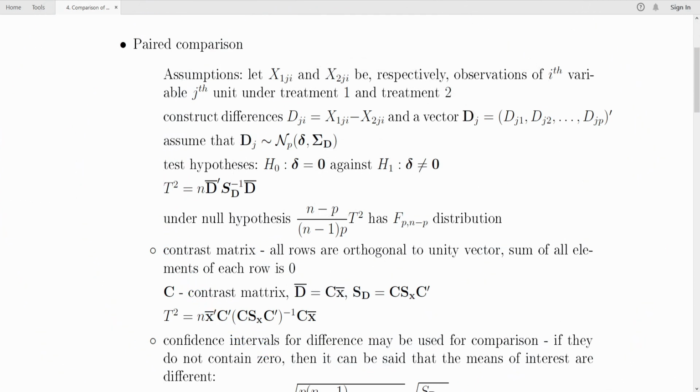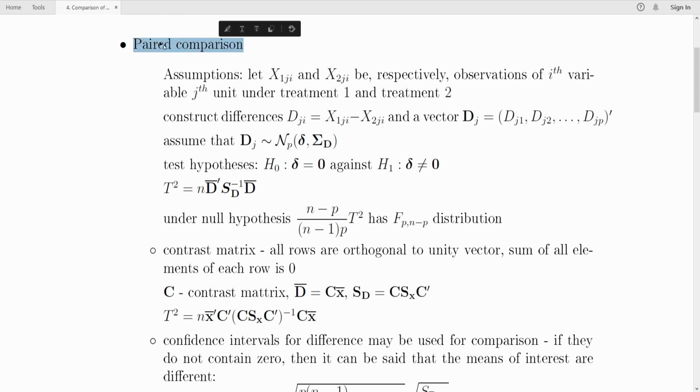Hello. Last lecture we developed a technique, a hypothesis test, to check whether the mean vector is equal to a particular vector. Naturally, we would like to compare two or more vectors. That is what we are going to do now.